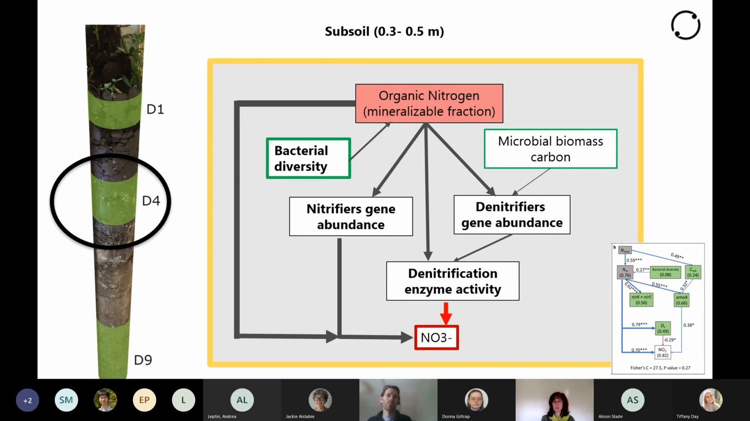nitrate ion. So one interpretation of this data is that in the subsoil, the entire nitrogen cycle is coupled with biology and the diversity of the microbe. The subsoil nitrate concentration is strongly driven by microbial processes. And basically management that alters microbial diversity in the subsoil could potentially increase denitrification and reduce nitrate leaching.